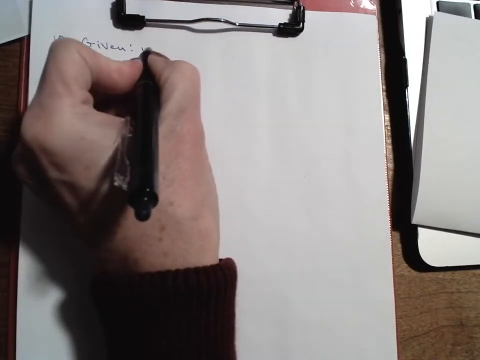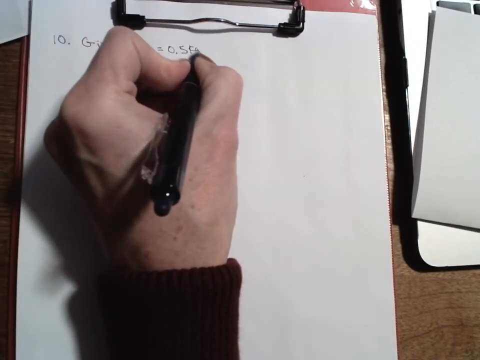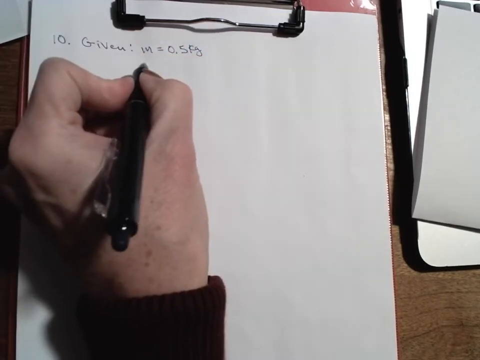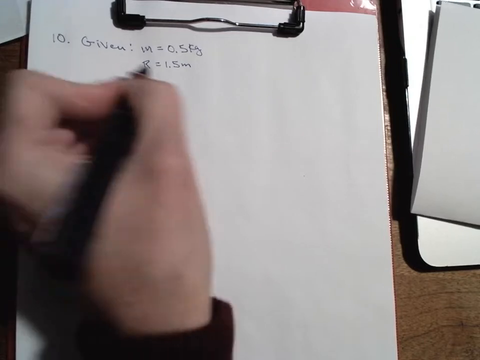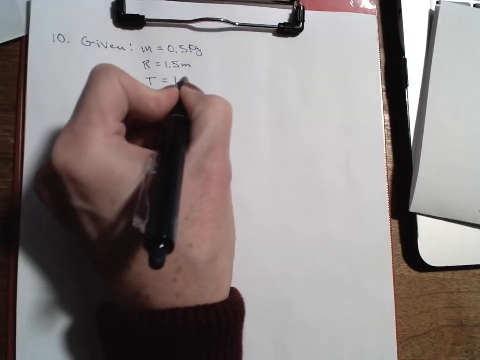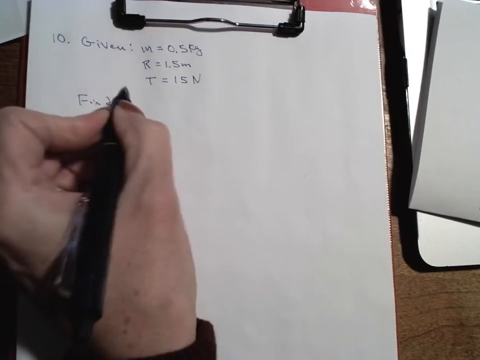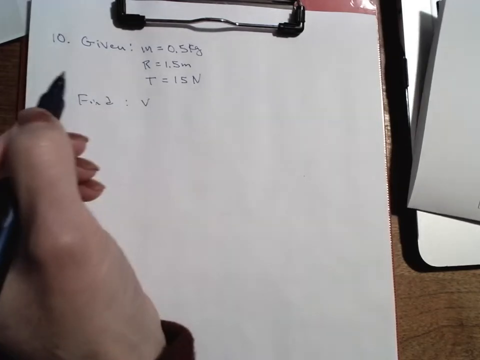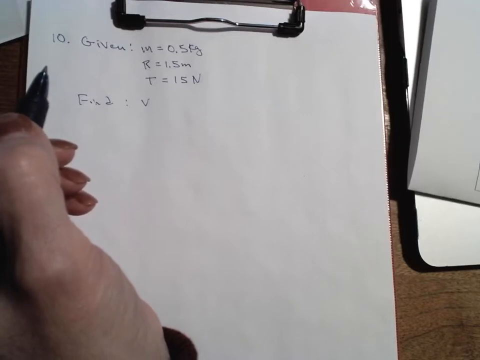So we'll write our givens and finds. We have the mass of the ball is equal to 500 grams, so that's 0.5 kilograms. And we have our radius is equal to 1.5 meters. And we know the tension is equal to 15 newtons. And we're looking for V, the speed of the ball at the bottom of the circle.